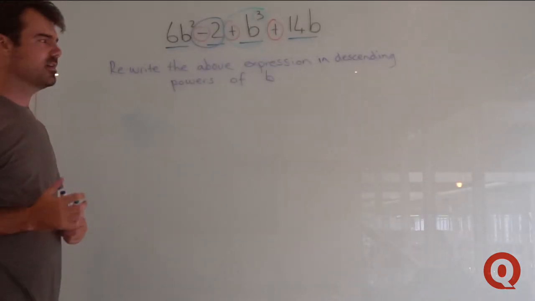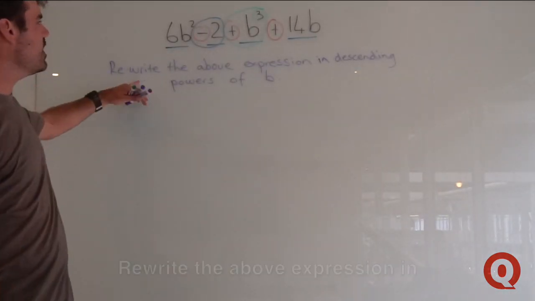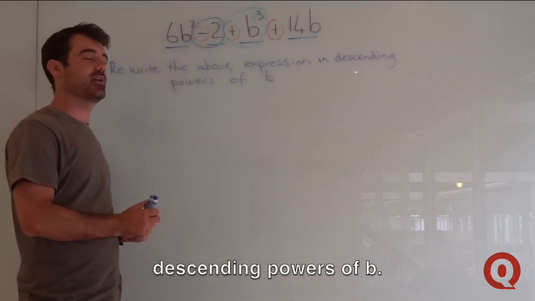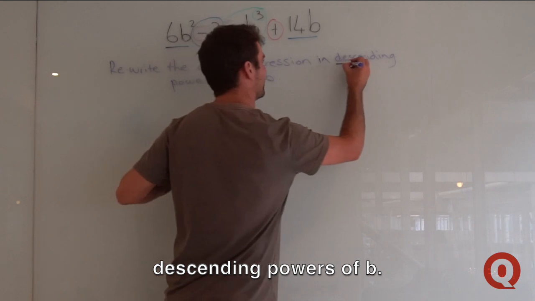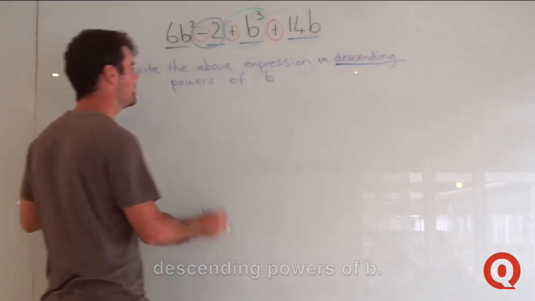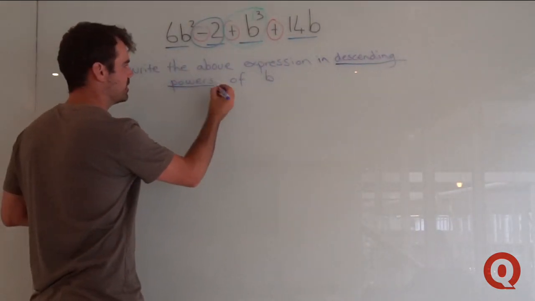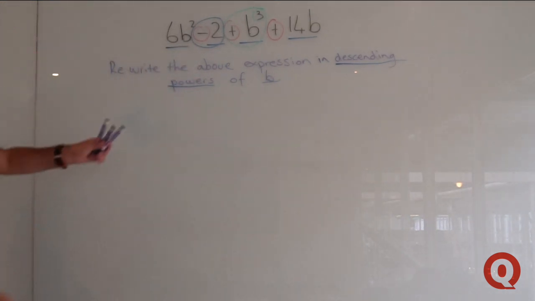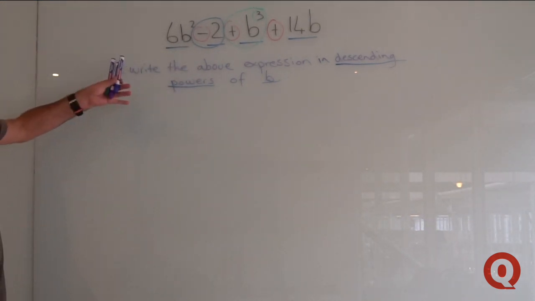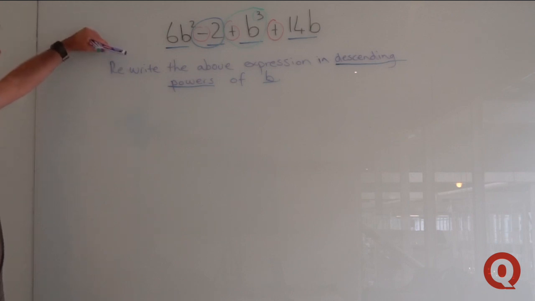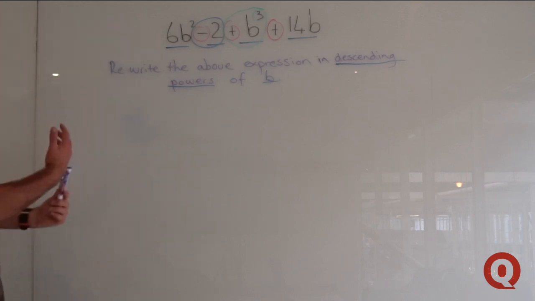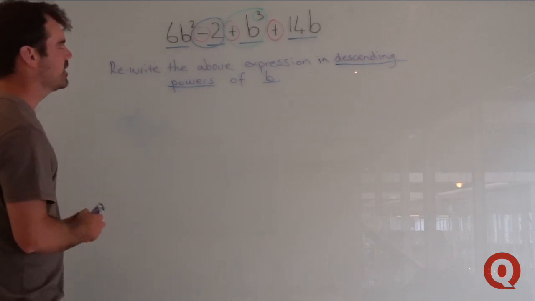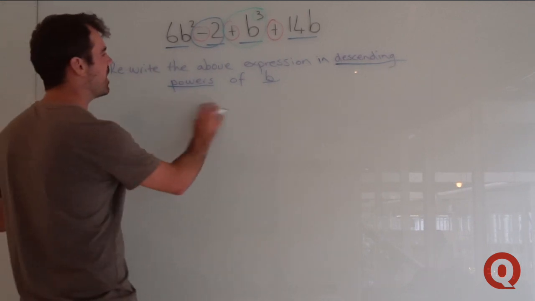Alright, so the next question reads, rewrite the above expression in descending, and I'm going to highlight this over here. Descending, that's very important. Descending powers, again very important, of b, again very important. So I've now highlighted the important things in this question. Rewrite, they want us to rewrite the above expression, so we have to rewrite it, and they want it in descending powers of x.